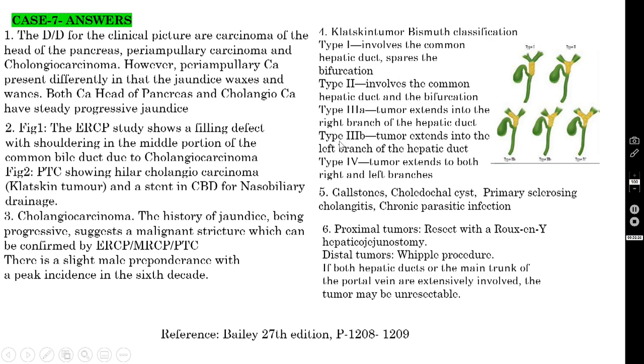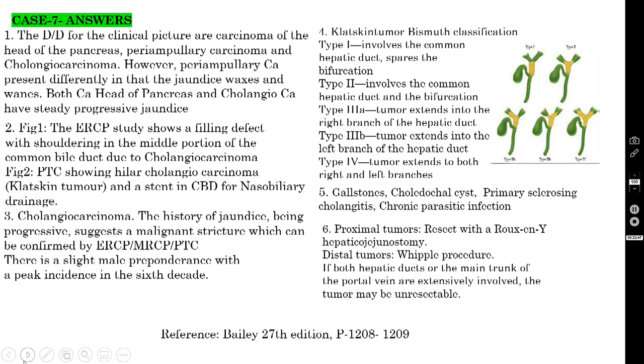3B, tumor extends into the left branch of the hepatic duct. It's going here. And type 4, tumor extends to both right and left branches. Okay, if you are having any tumor around this area, this is called Klatskin tumor.